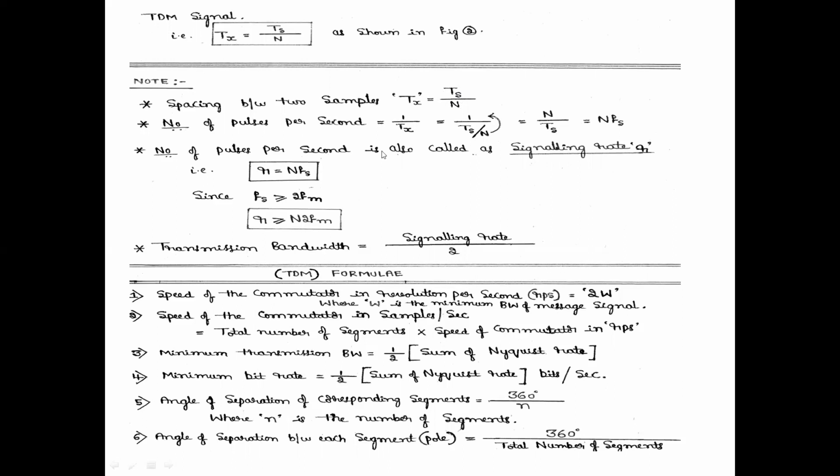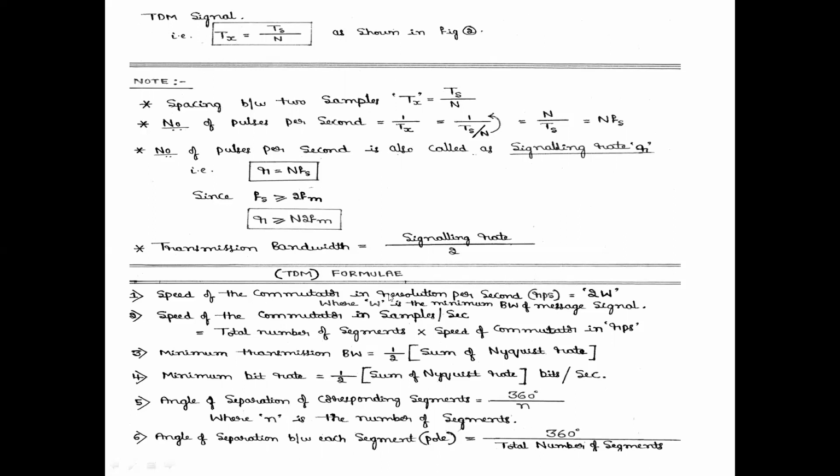The number of pulses per second is also called the signaling rate. Signaling rate is equal to n fs. Since fs is greater than or equal to 2fm, where fm is the modulating signal frequency and fs is the sampling frequency, the pulses per second or signaling rate is greater than or equal to 2fm. The transmission bandwidth is equal to the signaling rate by 2.